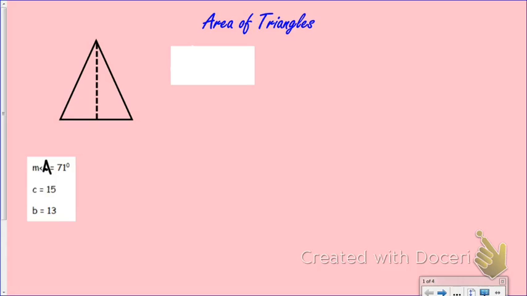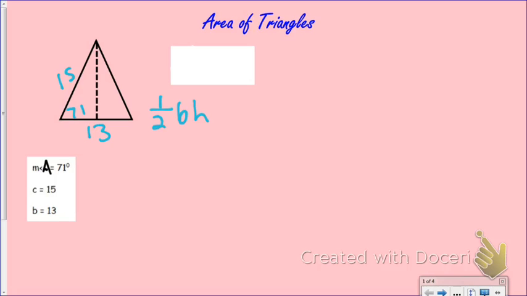So let's say you were given a triangle, and let's say you were given two sides of that triangle. Let's say I knew that this side, the base, was 13, and I knew this other side was 15. And then it gave me another angle. Let's say that angle was 71 degrees. You guys know that the area of a triangle is 1/2 times the base times the height.